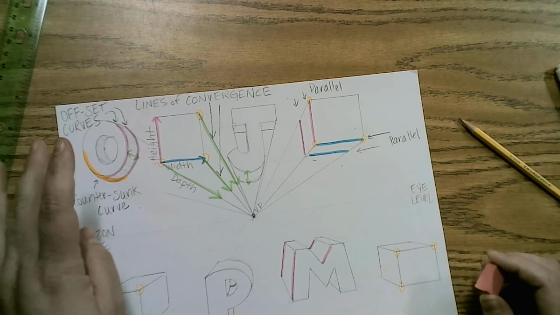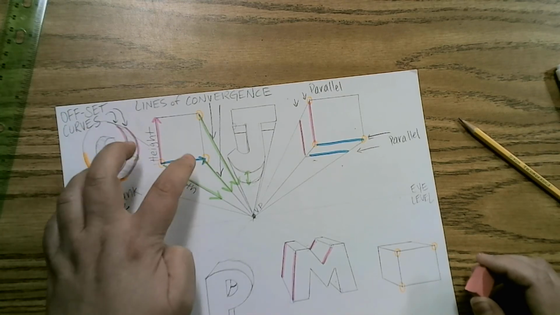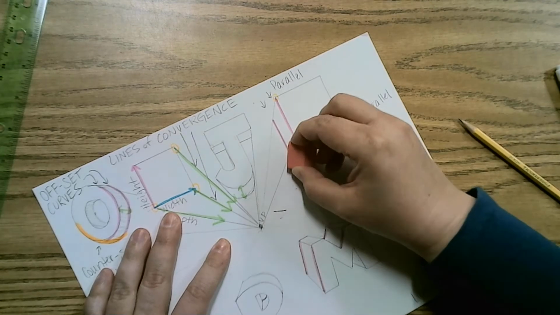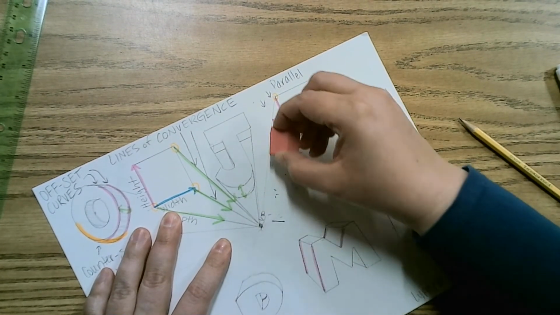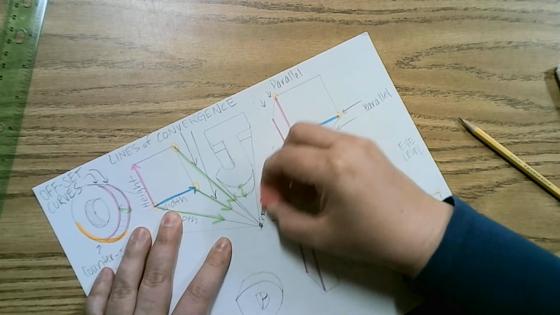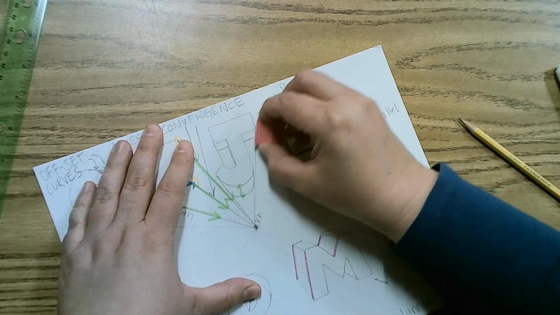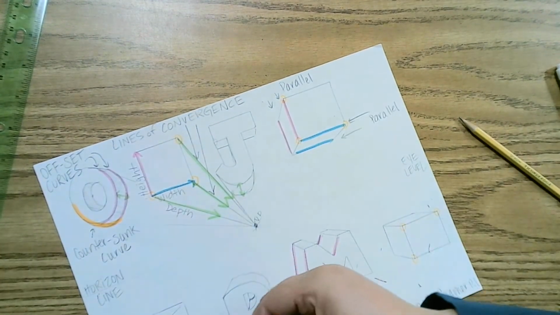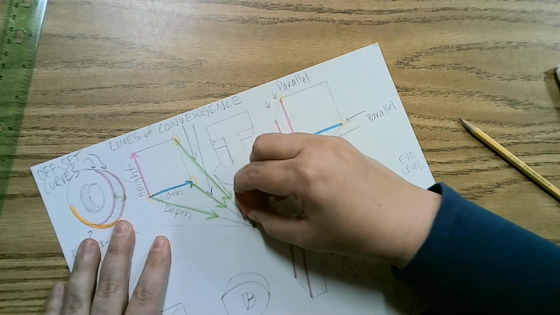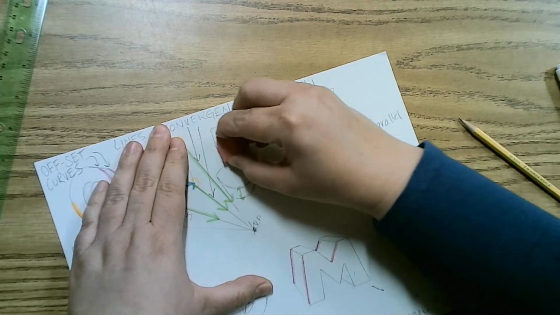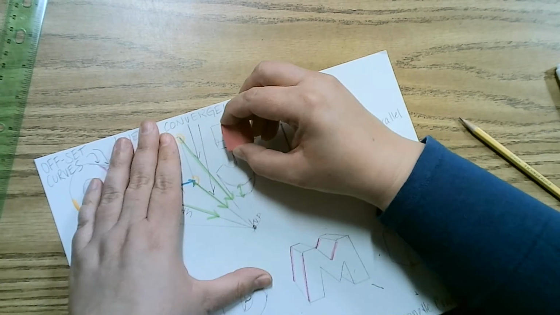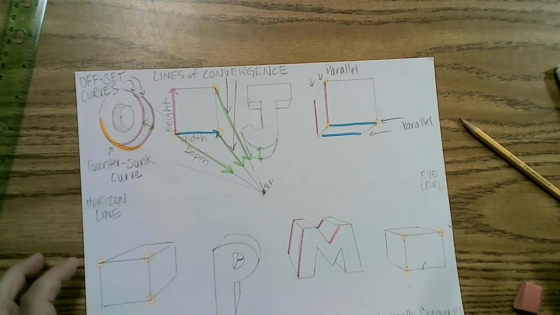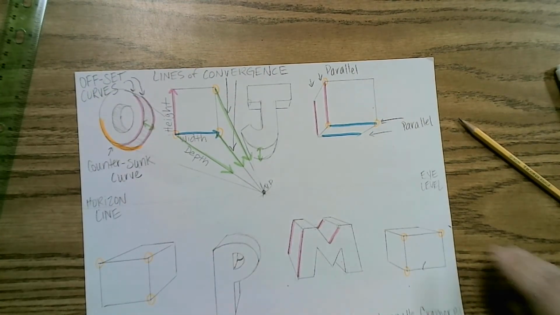Okay, so I'm going to leave the O and the box alone, but this box I will clean up, and the J I will clean up. So there's letters and boxes in 1 point perspective. Remember that everything lines up to that 1 point. We don't have any lines going all over the place.